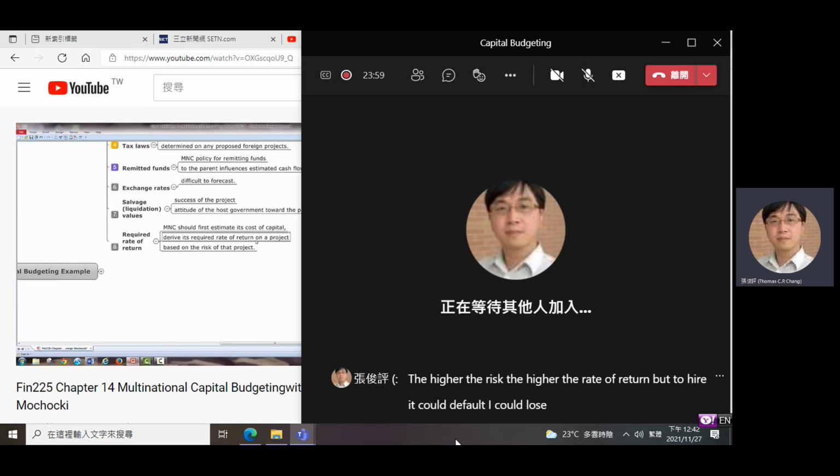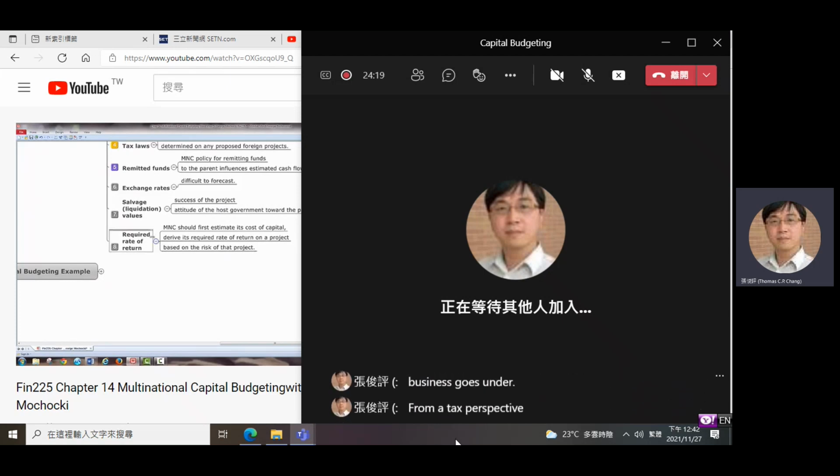but the higher it could default, I could lose. And sometimes when you have extra money you figure, hey, if I take a loss, I can still write it off as a loss. If I make a profit, I'll look good, but I could get a better return on my investment, or I could get a better return if the business goes under from a tax perspective. Okay? All right, so we have that.